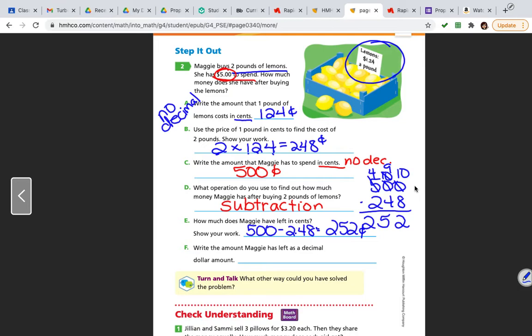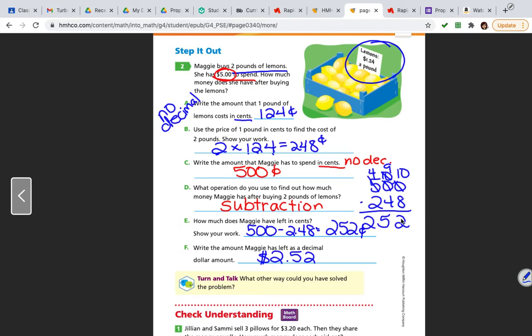What amount does Maggie have left as a decimal dollar amount? So we're going to take 252 cents, change it to a decimal: $2.52 as a decimal dollar amount. So whenever it says cents, I like to think of it as pennies. So if I had $2.52, but I converted it all to pennies, I would have 252 pennies. Okay, so that's how I would think of that.